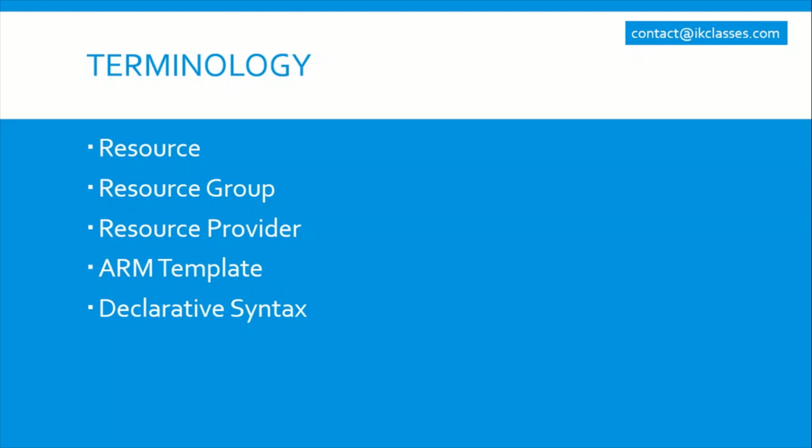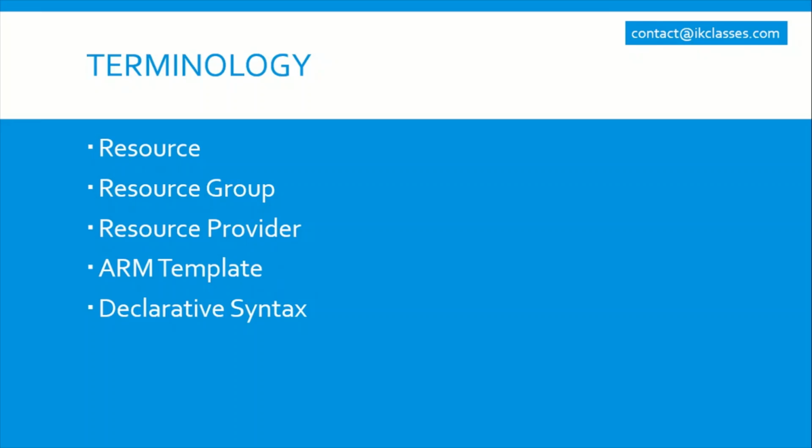Let's see what terminology Azure uses. A resource is a manageable item that is available through Azure. Resources can only exist in one resource group. A resource group is a logical container that holds the related resources for an Azure solution. A resource provider is a service that supplies the resources we can deploy and manage through Resource Manager. An ARM template is a JSON file that defines one or more resources to deploy to a resource group. We can also define the dependencies between the deployed resources. Declarative syntax lets us create what we intend without writing the sequence of programming commands.